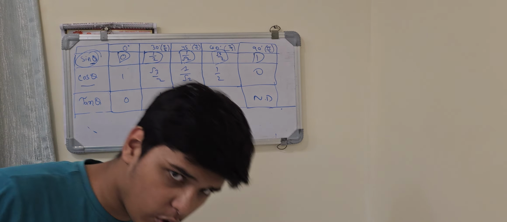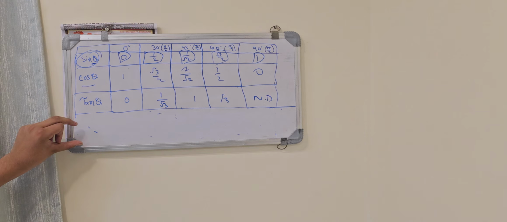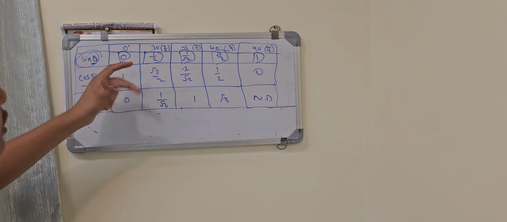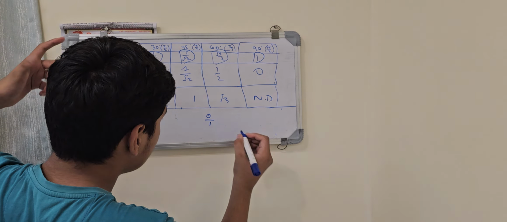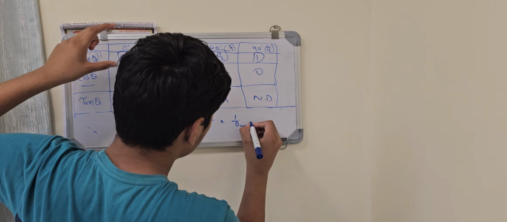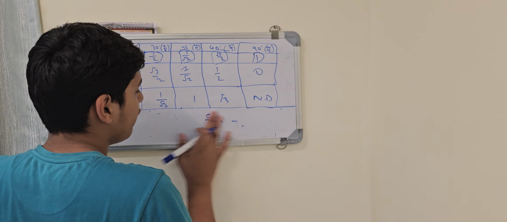You can also do the same for cosec theta. Cosec theta is equal to what? The reciprocal of sin theta. Okay, so cosec theta at 0 is not defined, because look, sin 0 is 0 by 1. If I take the reciprocal, this will be called 1 by 0. 0 is in the denominator, right? So this is called not defined, nd. Okay, very good.